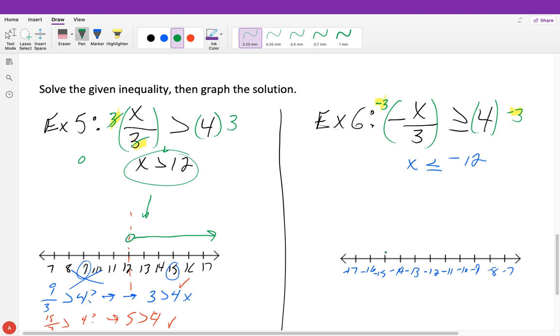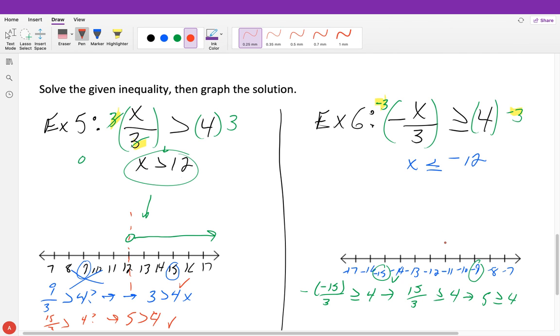Then I'm going to pick 2 points. Once again, I'm going to pick points that are divisible by 3, so that I know it can actually be divided, which makes it easier for me. Then I plug it back into the original. So negative of negative 15 over 3, is this greater than or equal to 4? Well, a negative times a negative is positive, so it becomes 15 over 3. Is this greater than or equal to 4? Well, 15 divided by 3 is 5, and 5 is greater than or equal to 4. So I know that this part of our region works.